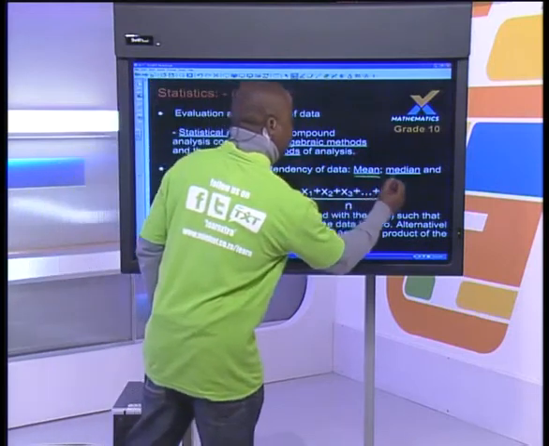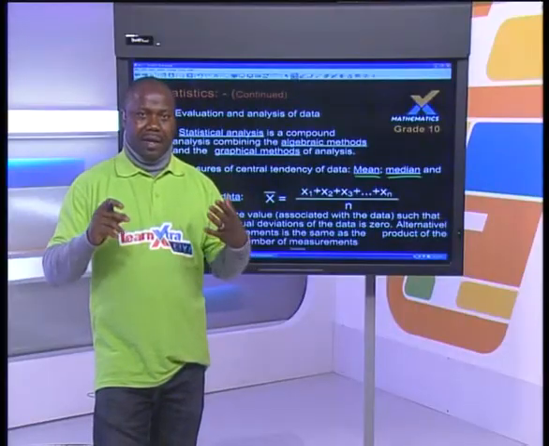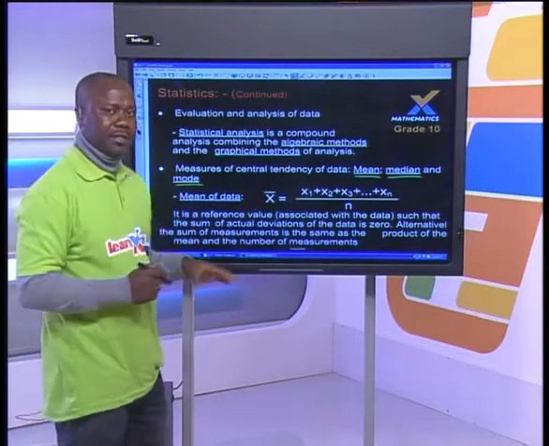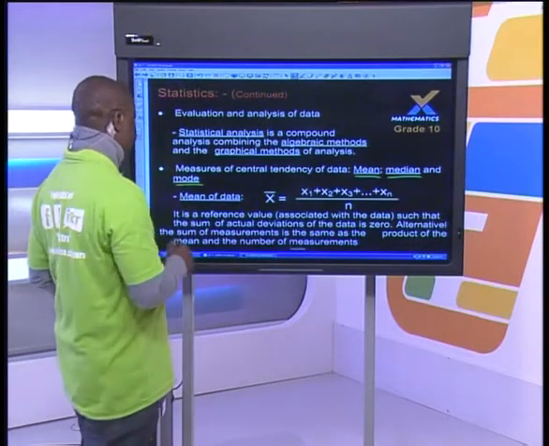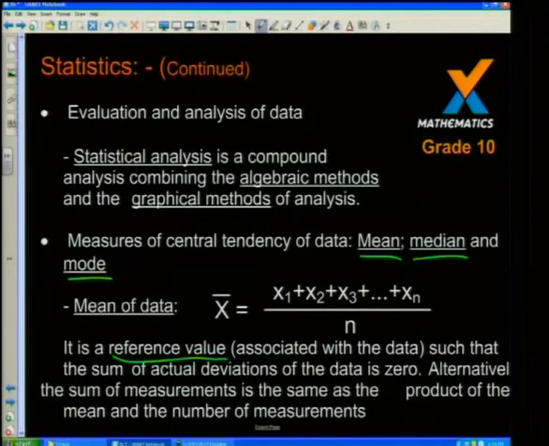There I have underlined mean, median, and mode. For grade 10s, that's sufficient to at least talk about the central tendency. The mean of data, what exactly is it? It's basically an average in statistics. But let's define it in an alternative way, where we say it is a reference value associated with the data that you have collected. So you want some reference value where you can say I'm falling short or I'm going over. It is such that the sum of the actual deviations of the data is 0.